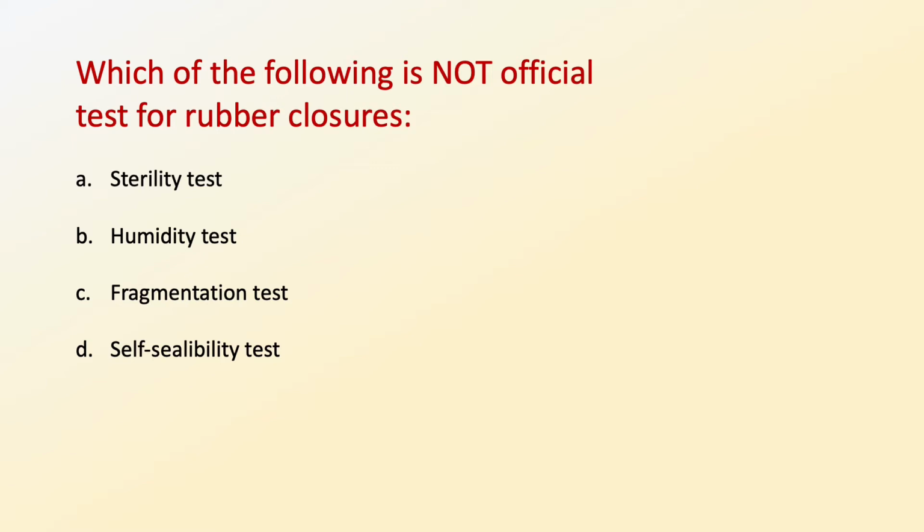sealability test. So the correct option is option B, which is humidity test. So all the other three tests, that is sterility, fragmentation or self-sealability test, are the official test for rubber closures, while humidity test does not come under the official test of rubber closures. So the correct option is option B, which is humidity test. Now let's proceed towards the next question.